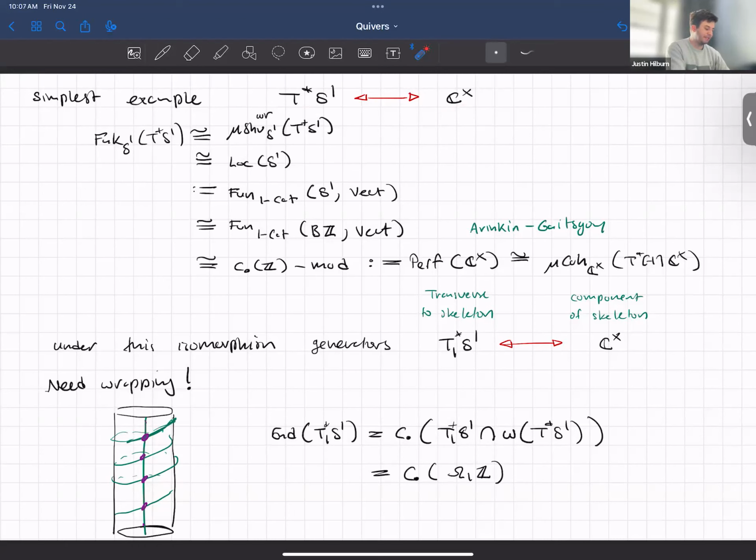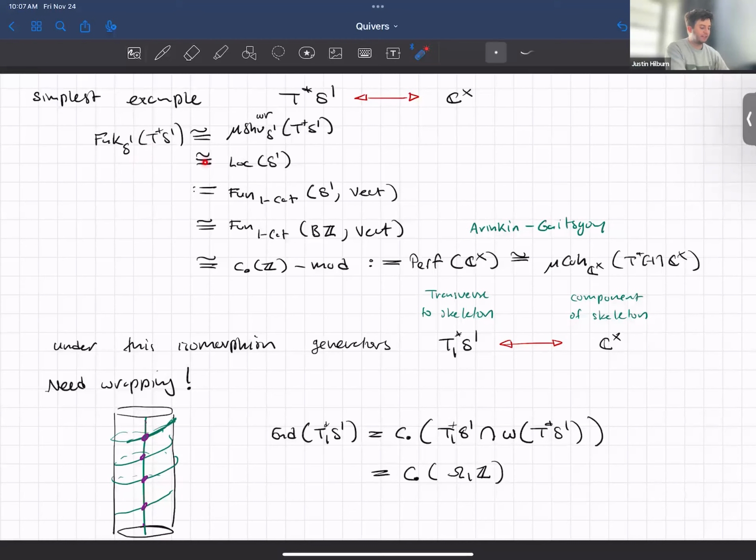And the simplest example of this mirror symmetry is that the hyper-Kähler category, which, when you have a non-compact manifold, there are a lot of different hyper-Kähler categories that you can associate to a given non-compact symplectic manifold. And they're determined by some piece of data, which is called a Lagrangian skeleton. And so in this case, my skeleton is just the zero section.